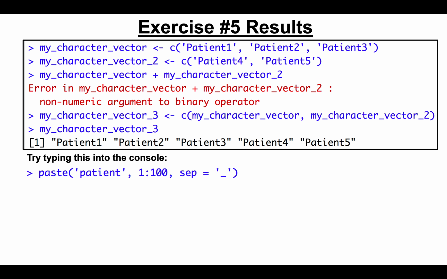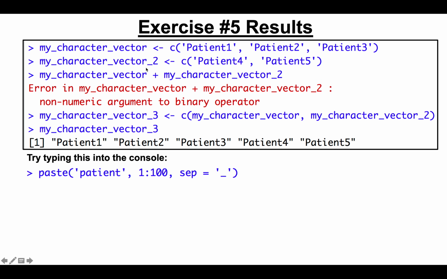For exercise 5 here, I created 2 character vectors. One contains patient 1, 2, and 3, another one contains patients 4 and 5. If we try to add those together, it's going to give us an error. It's basically telling us that you're trying to do math on data of type character. So this is our first data type error. R will not know what to do, and it'll say, I can't do math on data of type character. You have to try something else.